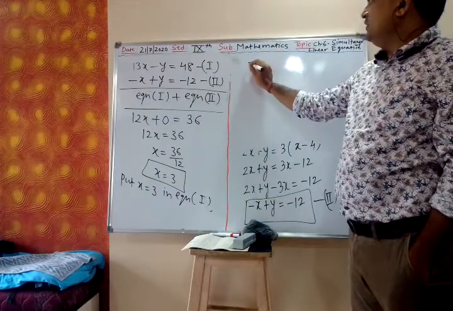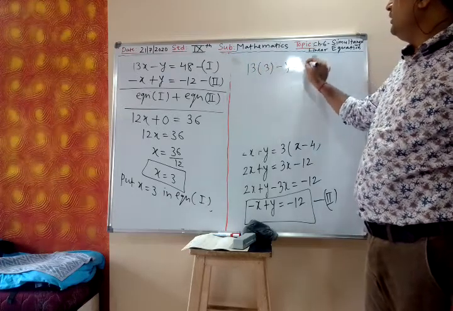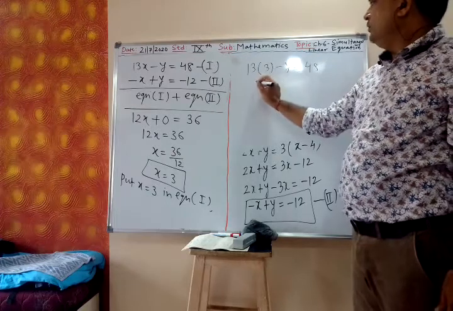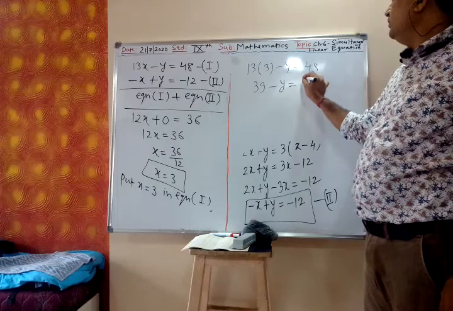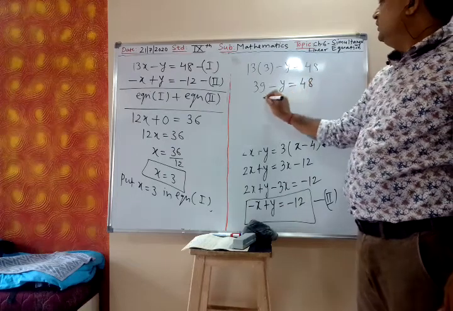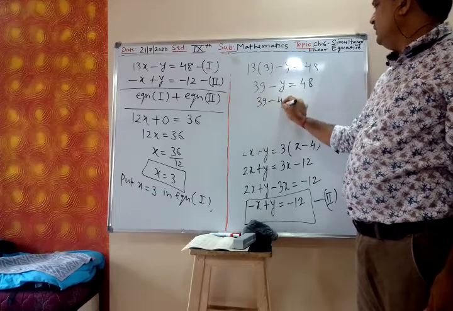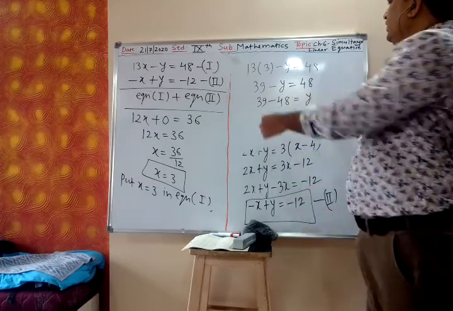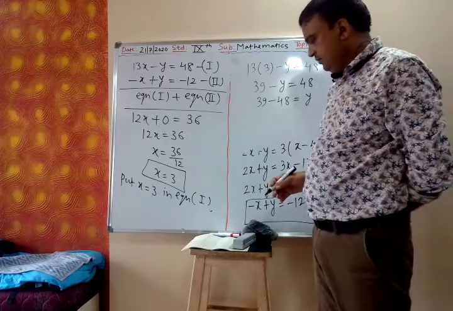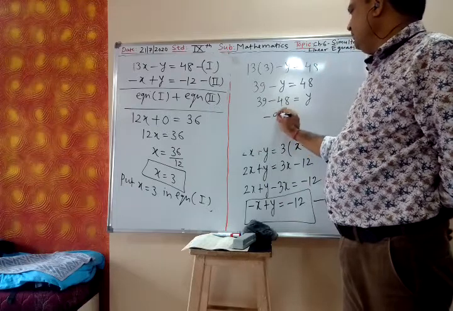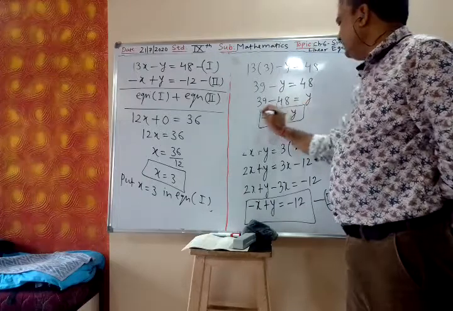So 13x, x is 3, so 13 into 3 minus y is equal to 48. So 39 minus y is equal to 48. So 39 minus 48 is equal to y. We take y on the other side, plus y. So what is that answer? Minus 9 is equal to y. So y is equal to minus 9.